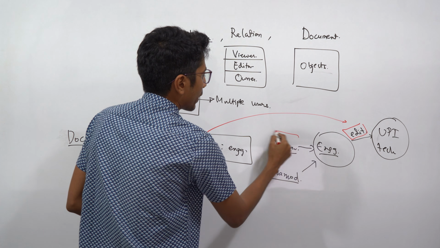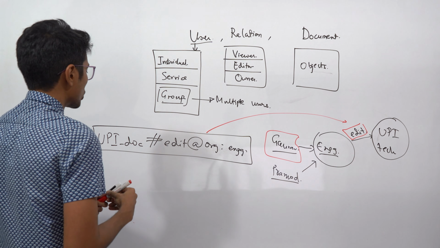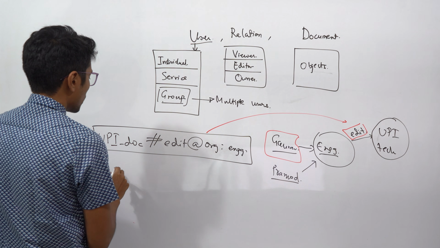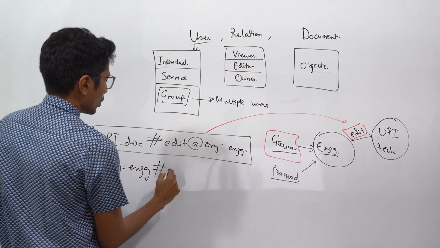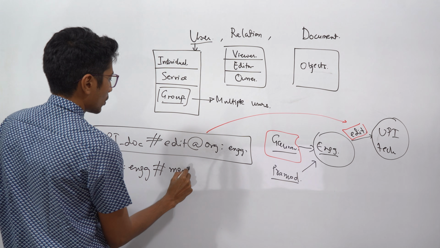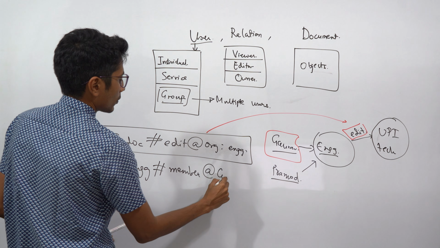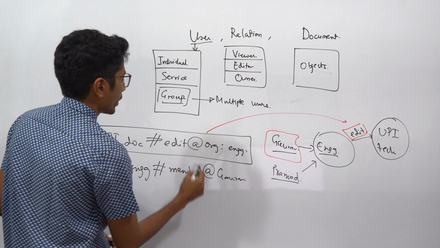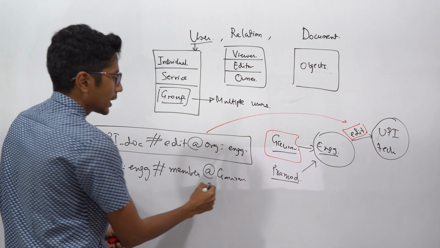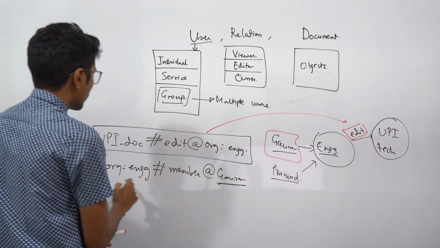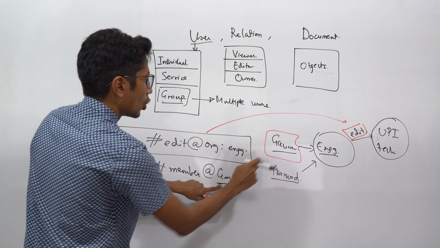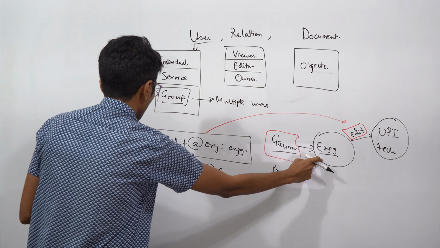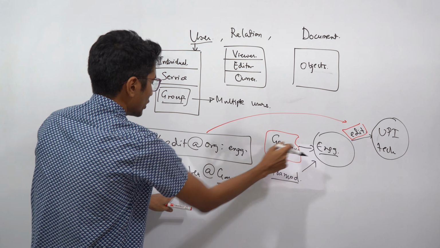Okay. If you want to define this edge, Gaurav belongs to the group engineering, then all you have to do is just say org engineering has a relation of member with Gaurav. Right? You see, everything after the at is the source. Everything before the hash, the starting part, is the destination. So Gaurav has a relation with engineering, and the type of edge is member.